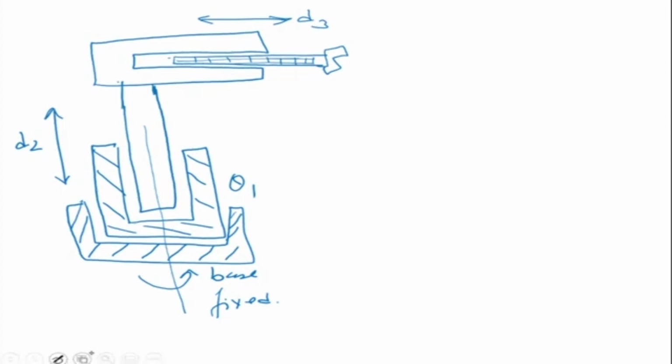Now we have to assign our DH parameters. We have to assign our axes first. So how do we assign our axes? Let's say I fix my axis here.